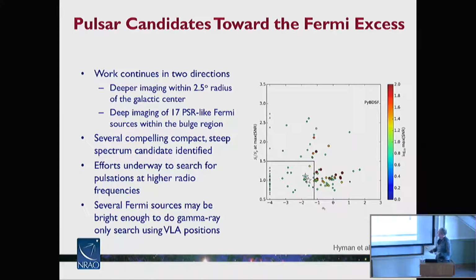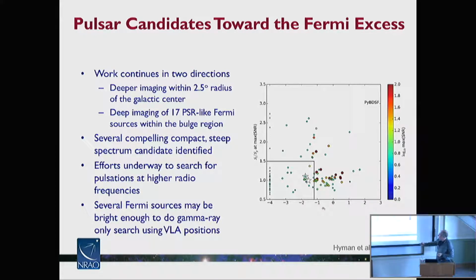So we've continued this work, and this is not really finished yet. We're actively working on it this week. We've done 2 different things. One is that we've taken that same 2.5 by 2.5 degree region and gone much deeper looking for steep spectrum sources. And then we've also looked at the large collection of Fermi sources within the bulge region published by the Fermi collaboration, and we focused on 17 of them that are pulsar-like. I think we've got something on the order of a dozen candidates that we're still looking at now.